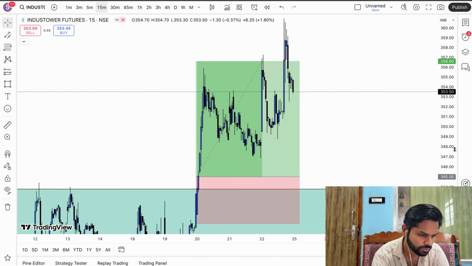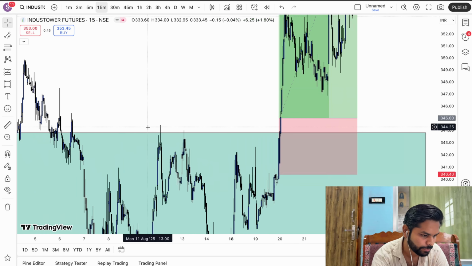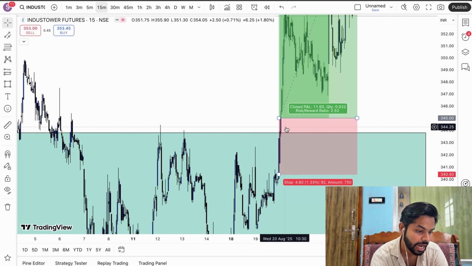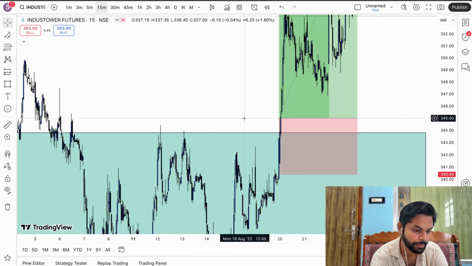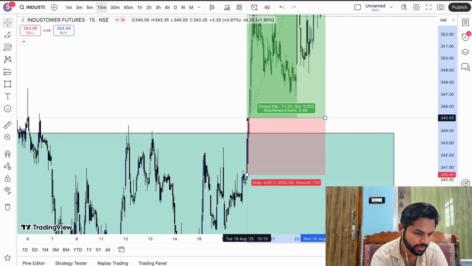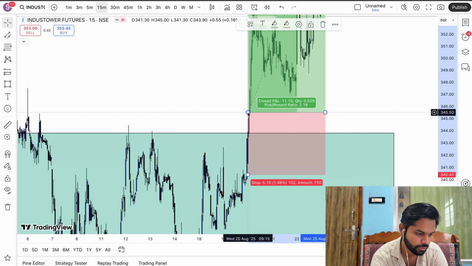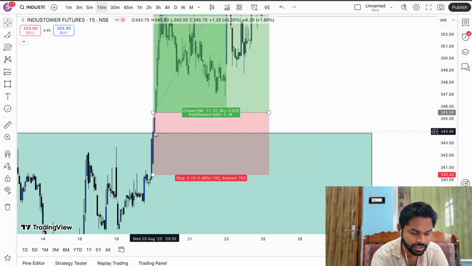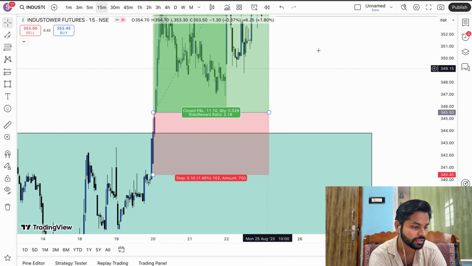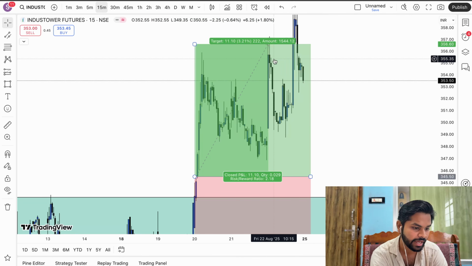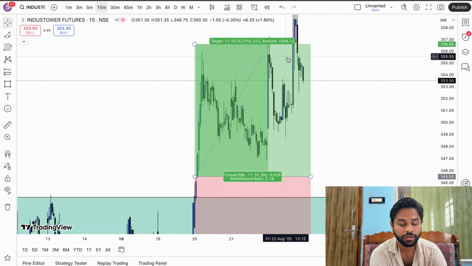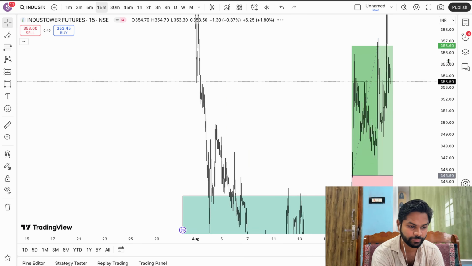Yes, so as soon as the box broke out, I bought futures here. I bought it around 345.50, right? I bought it around here. When the 5-minute candle closed above this box, I bought a futures position and I booked somewhere around here. So this was the reason. The logic was very simple.